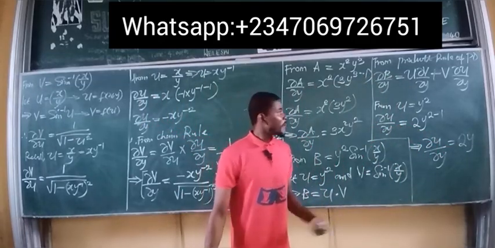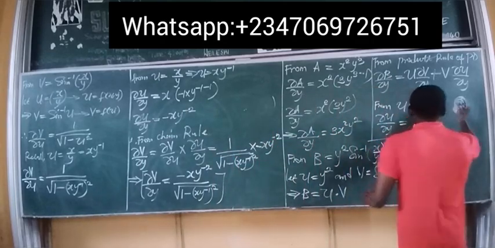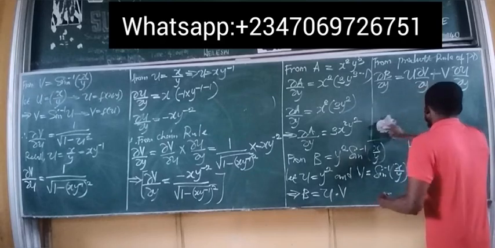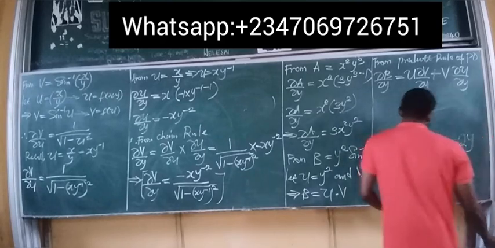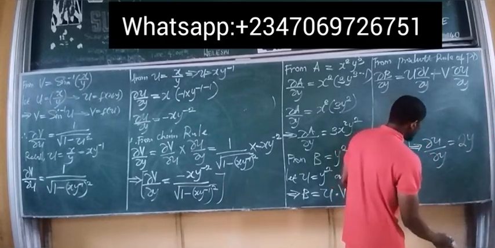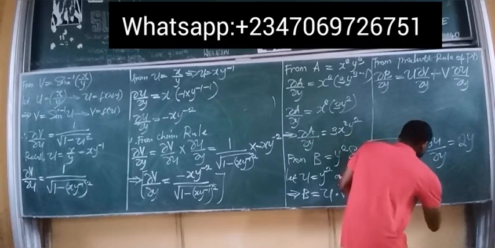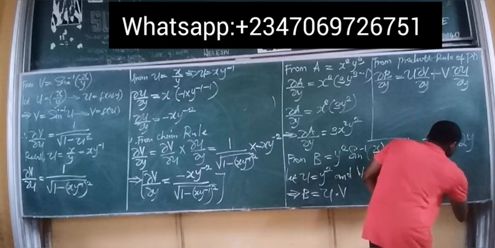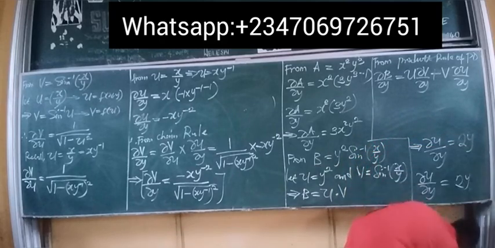All right, so I'm going to do that over here. Let me take this off. I'll take this down a bit. Partial u all over partial y, we obtained this as 2y. Let me take it down.